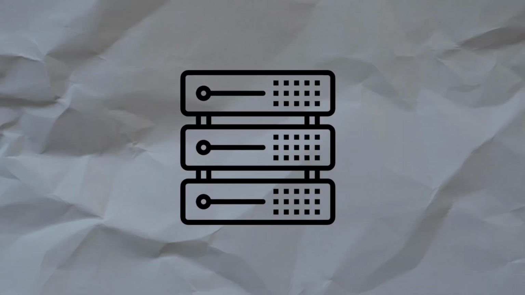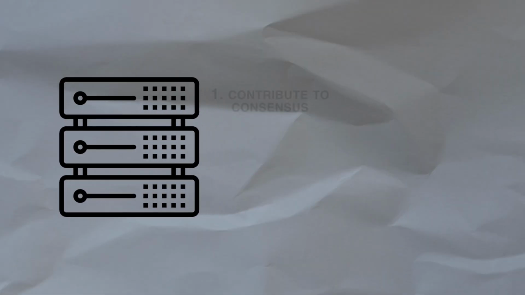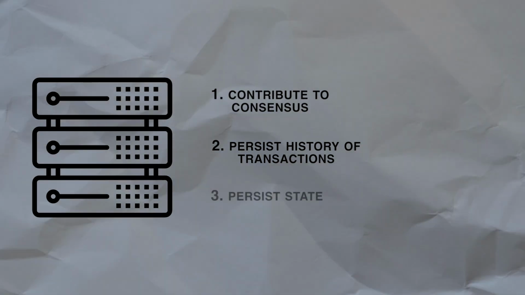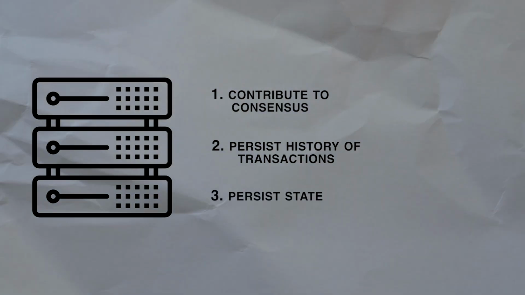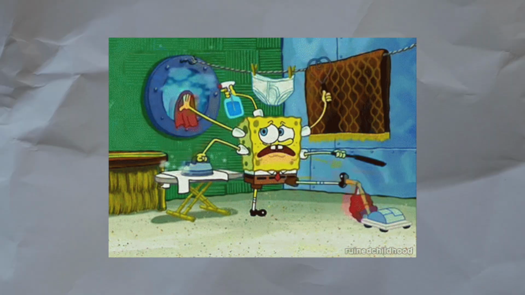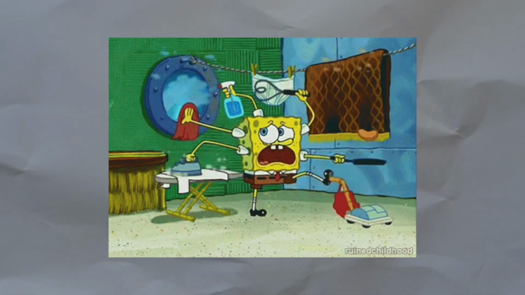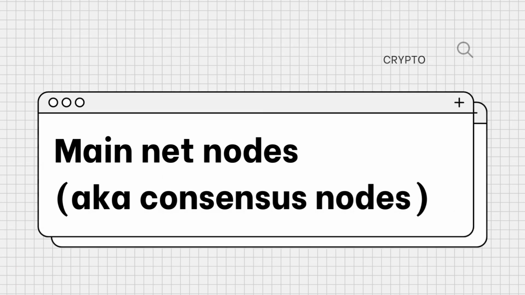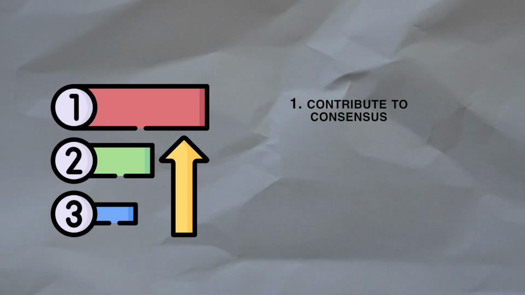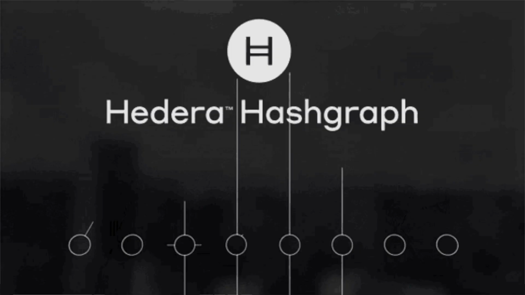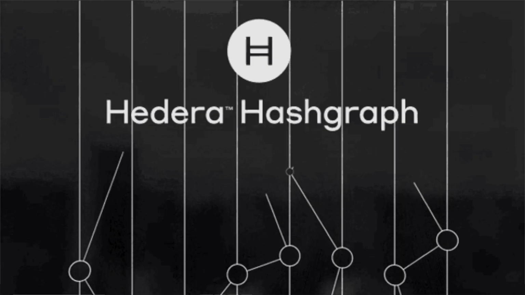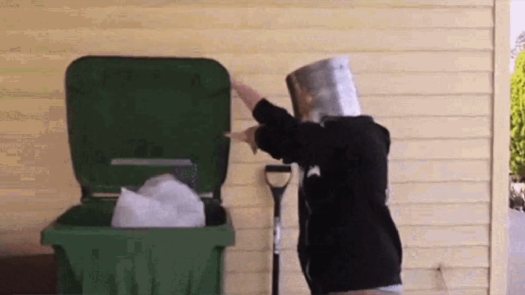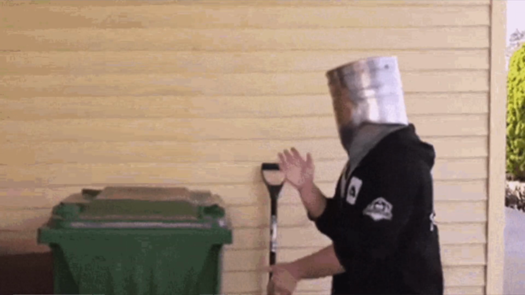There are three functions performed by a node. 1. Contribute to consensus. 2. Persist history of transactions. And 3. Persist state. But nodes cannot optimally perform all three roles because of their limited resources, so they make choices regarding which function to prioritize. Mainnet nodes. For Hedera, mainnet nodes contributing to consensus and persisting state are the priorities. The Hashgraph, which carries with it all the transactions that change the state, continuously removes all transaction information after it has been assigned a place in a consensus order.